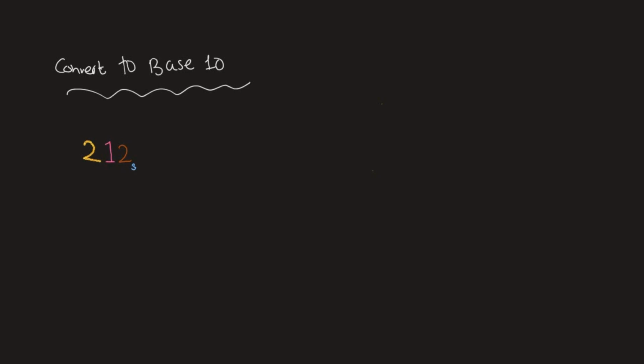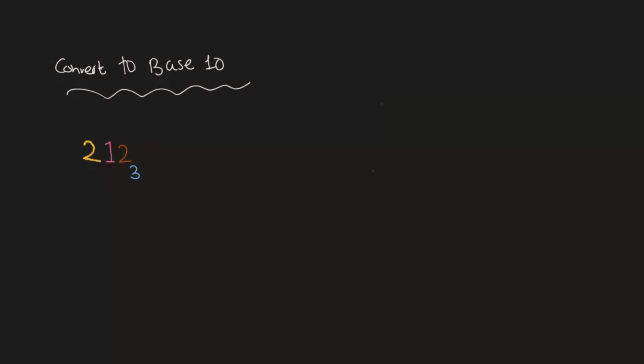So in this video we're basically converting numbers from different bases to base 10. For example, we're given this number over here, 212, but it's given in a different base. So this is basically 3. I know I wrote it too small so that you cannot see it. Let me write it again. Okay, so this is base 3.